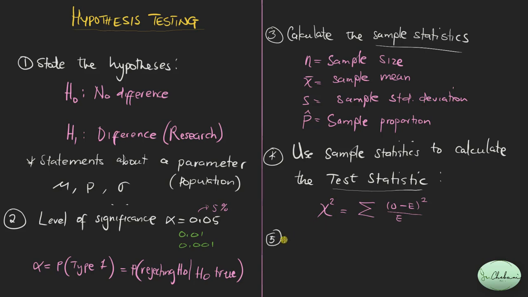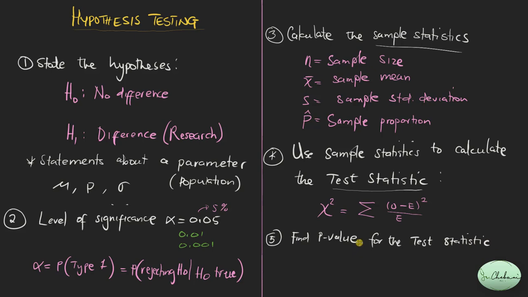Okay, now step number 5. In step number 5, we use the test statistic that we found in step 4 to find the p-value. So we find the p-value for the test statistic.